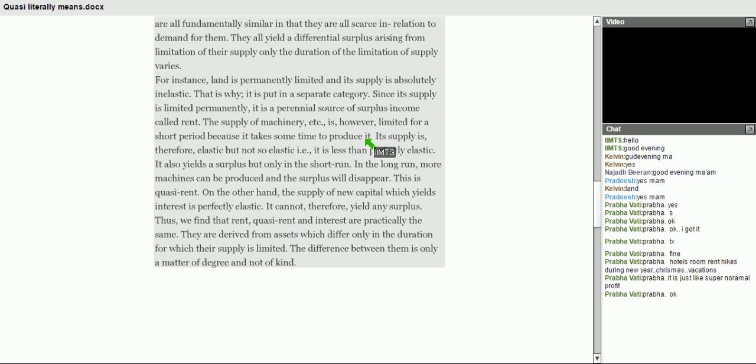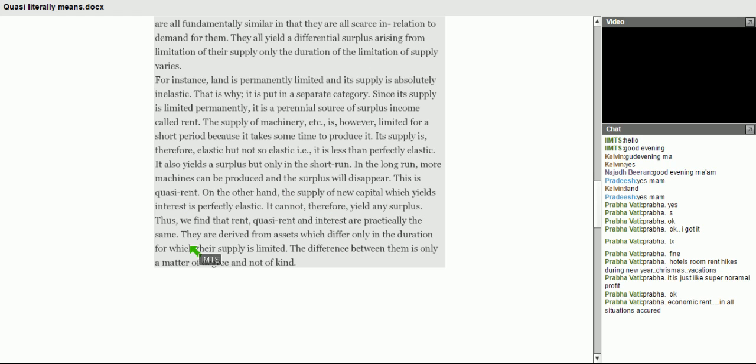Supply of machinery is limited for a short period because it takes some time to produce it. So its supply is elastic but not so elastic. It is less than perfectly elastic, meaning for machines we can say they are a little bit inelastic, not fully but a little. They can be increased over a period of time. Now in the long run, more machines can be produced and the surplus will disappear. This is called the quasi-rent. On the other hand, the supply of new capital which yields interest is perfectly elastic.